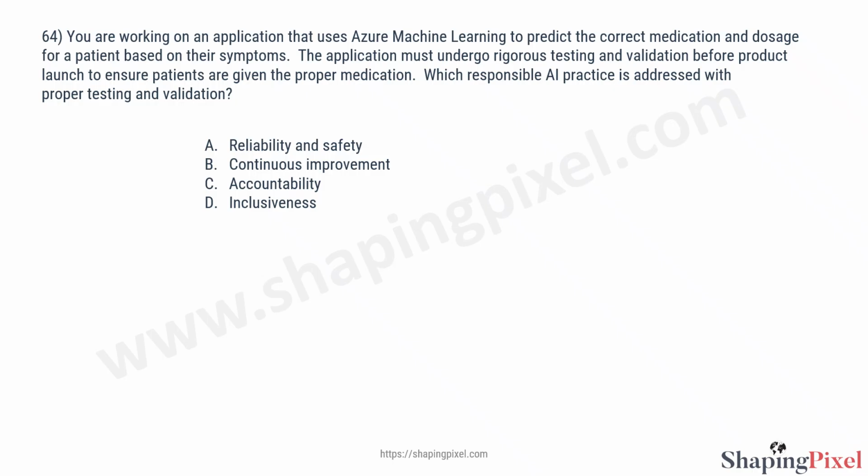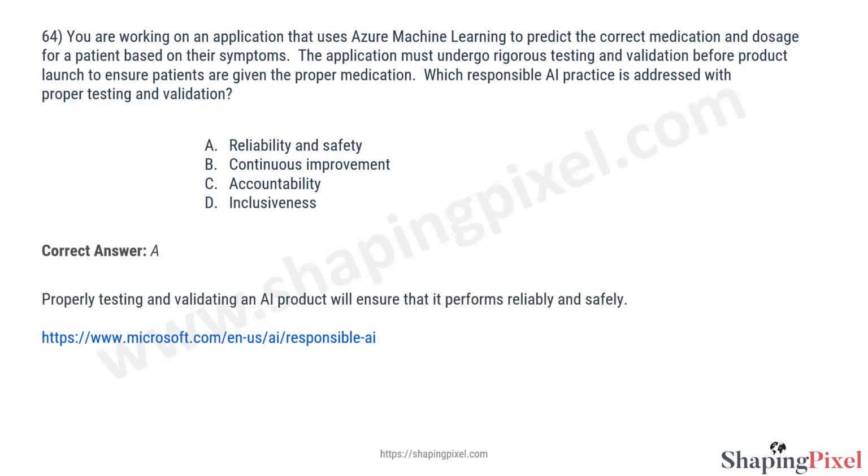Option A, reliability and safety. Option B, continuous improvement. Option C, accountability. And option D, inclusiveness. So the right answer here is option A, reliability and safety. Properly testing and validating an AI product will ensure that it performs reliably and safely.